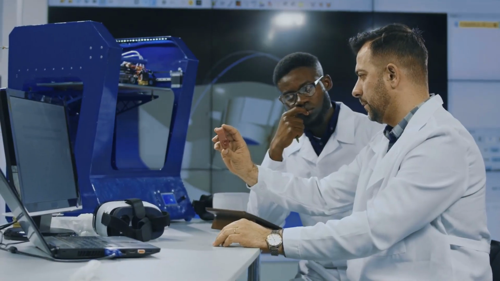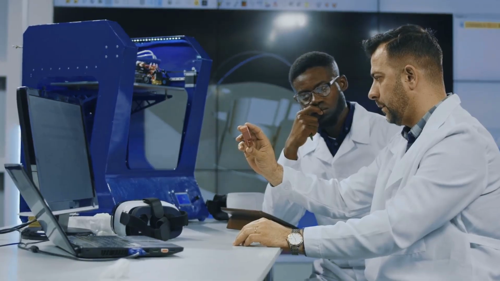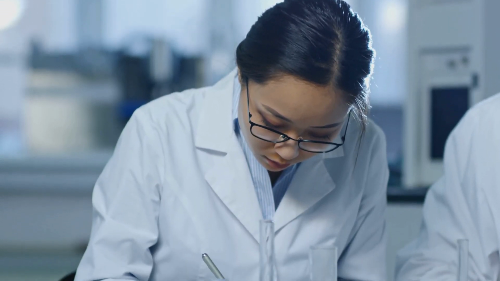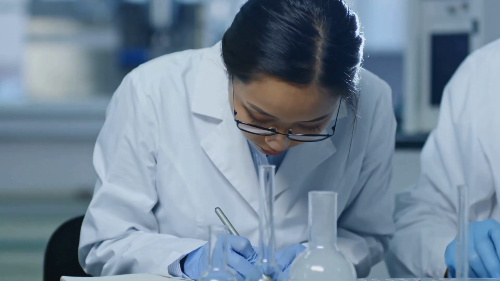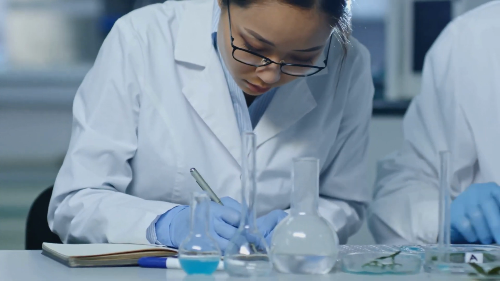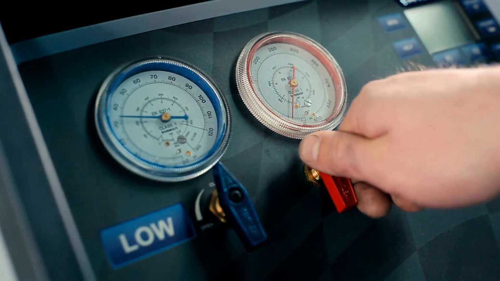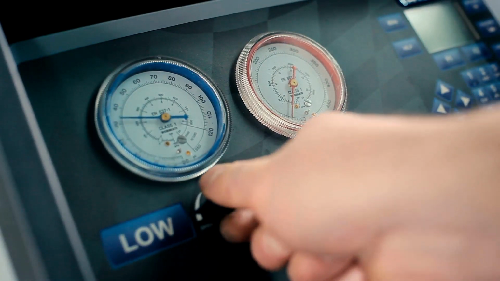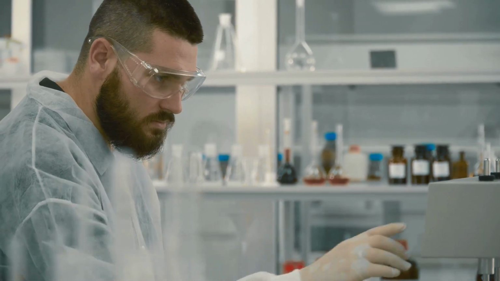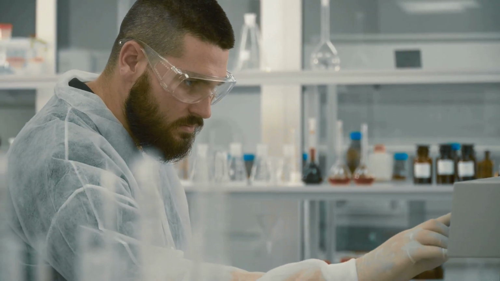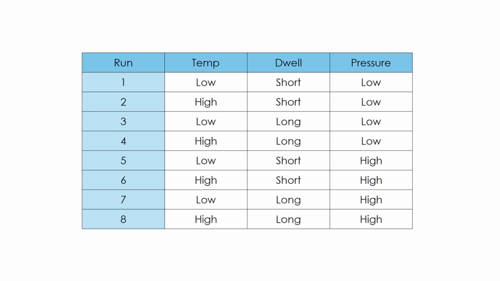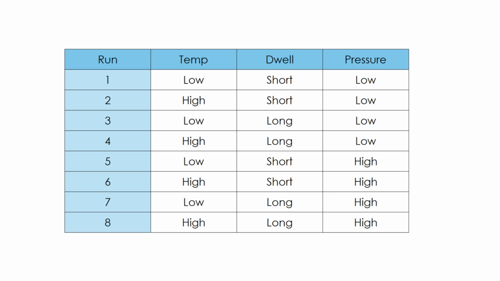Let's bring this to life with one of the simplest and most effective DOE structures, the 2 to the power of 3 full factorial design, or 2 cubed full factorial. Here's what that means. The 2 indicates each factor has 2 levels, a high and a low setting. The 3 means you're testing 3 factors. So, 2 cubed equals 8 total experimental runs. This tests every possible combination of the factor levels.